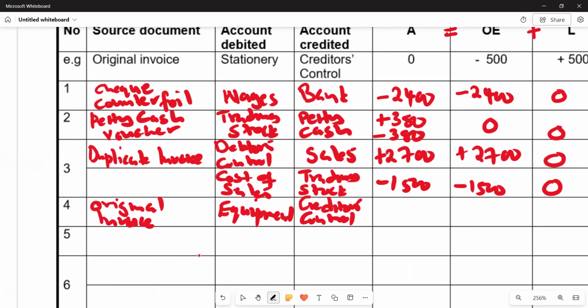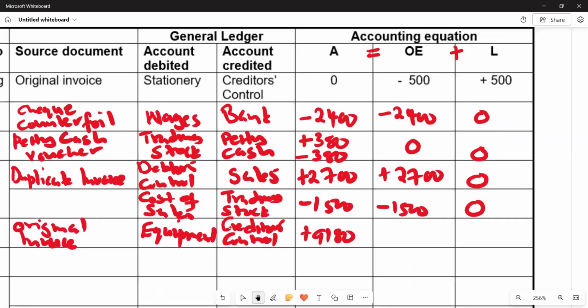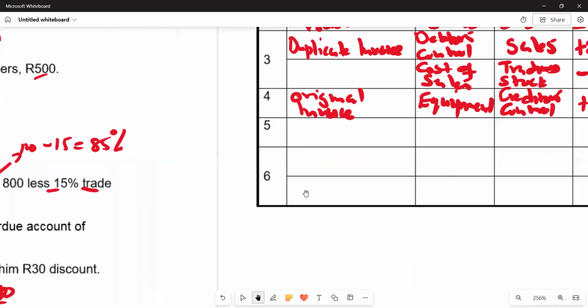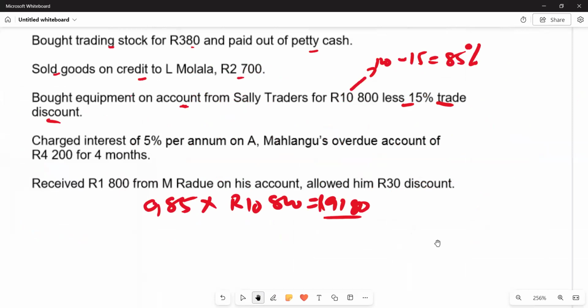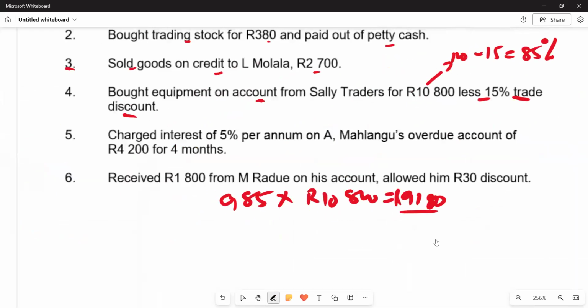So on the effect now, we start with equipment. Equipment we have debited is an asset, so it's going to be a plus 9,180. Then the creditors control, we have credit again, it's a liability. Creditors control is a liability, and when we credit a liability it's a plus again. So we go to the liability section, and we have a plus 9,180. And obviously no effect on owner's equity, so it's a 0. So go to the next one, which is the fifth one. So on the fifth one, now we are saying, let's try to just remove this, and then we go to the fifth one.